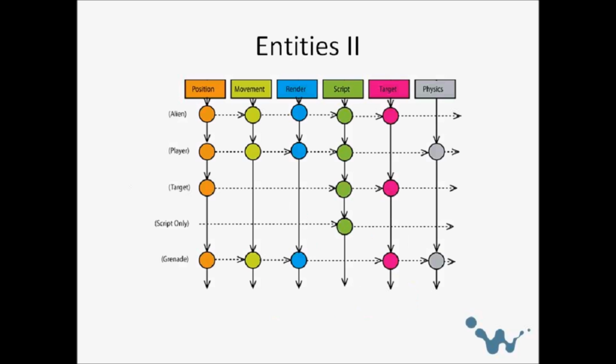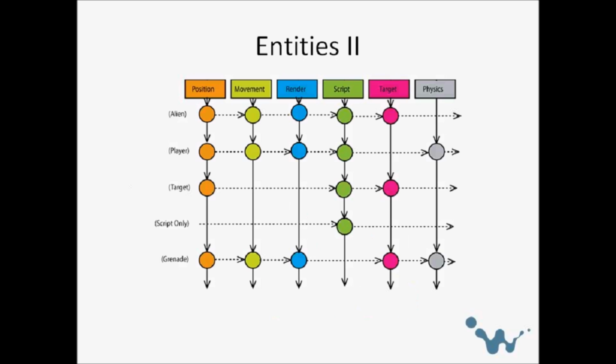This picture is taken from a blog that Javier used to look at when he was designing the architecture of WaveEngine. On the left side, you see an alien, a player, a target, a grenade. Those could be the entities of our game. We have an alien, we have a player, and also a grenade.